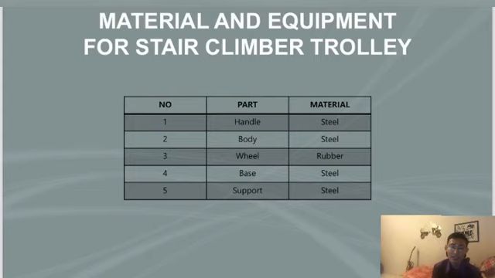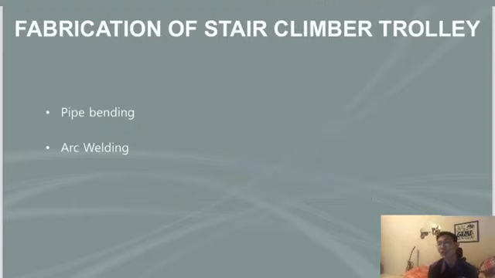This is the material and equipment for the stair climber trolley. Number 1, pipe handle. The material that we use is steel. Number 2, body. We use steel. 3, wheel. We use rubber. 4, base. We use steel. And lastly, 5, for the support, we use steel. We go to the fabrication of the stair climber trolley.